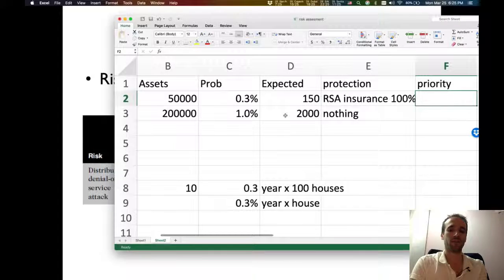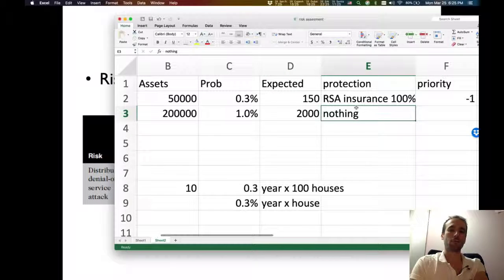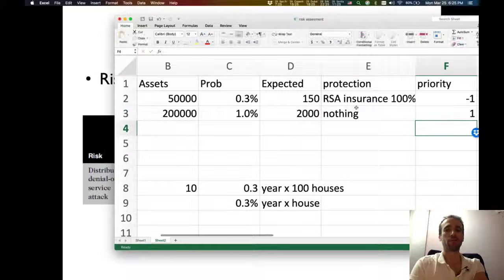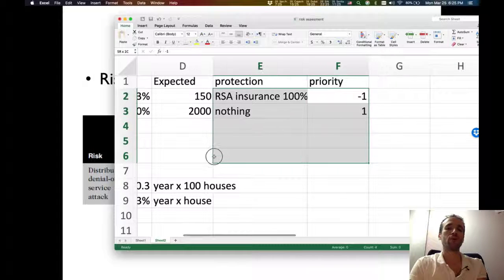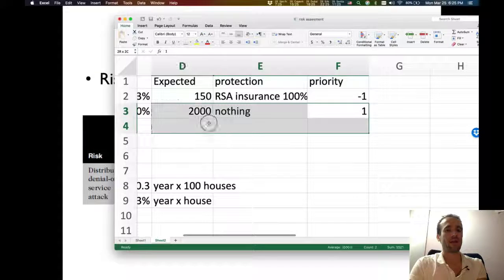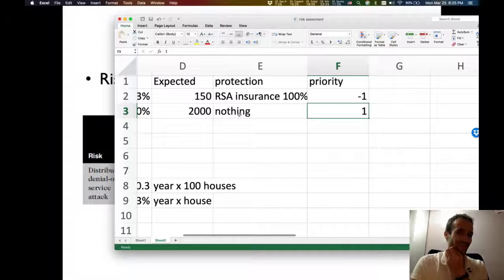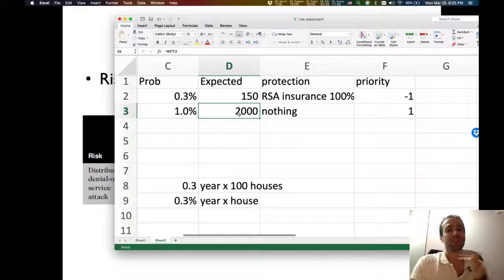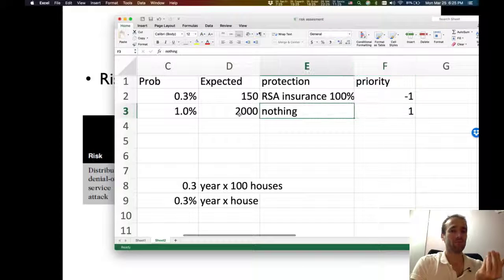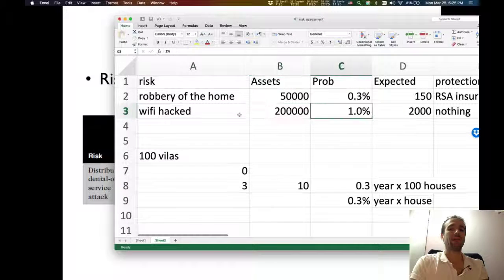So in this case, we have insurance, so we don't worry about this one. So we would say -1. And this one, 2,000 is the yearly cost, and we're not protected. So this should be our number 1 priority. Does that make sense? So you would list all the threats that you know that you're facing, and if there's a threat that is important and you're not protected, well, it doesn't look good that you don't do anything about it. Make sense? And so do something about it.